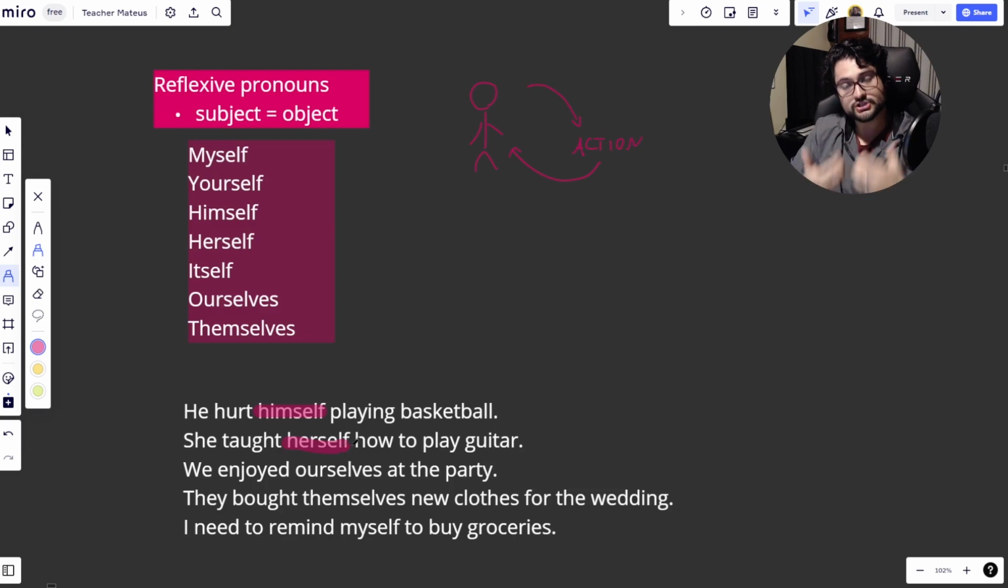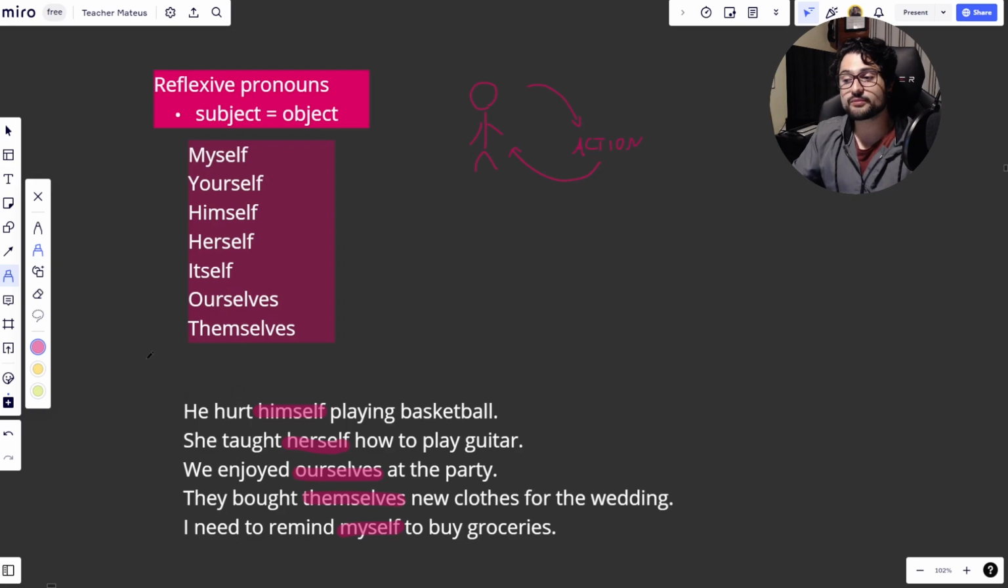So she instructed herself to play the guitar. She's a self-learner. We enjoyed ourselves at the party. They bought themselves new clothes for the wedding, and I need to remind myself to buy groceries.